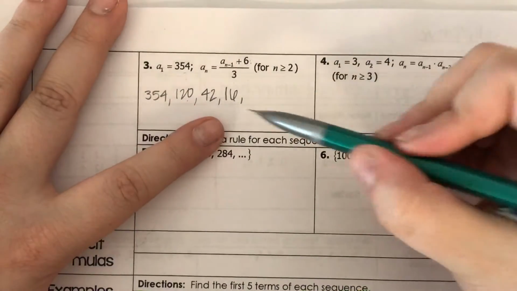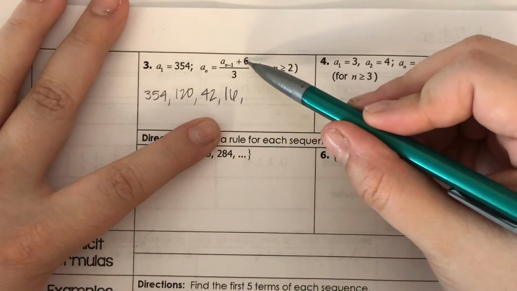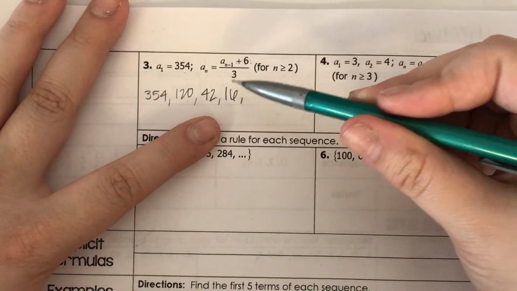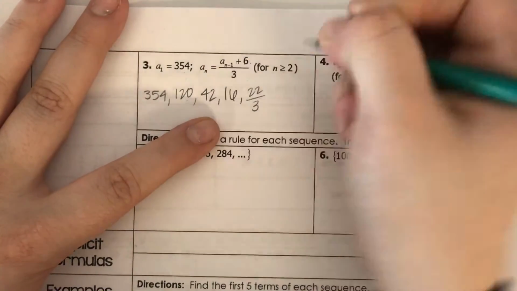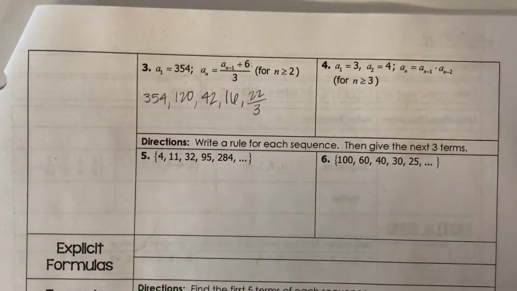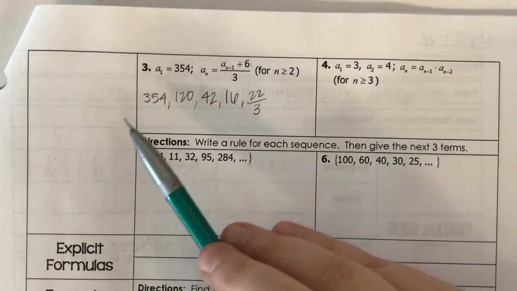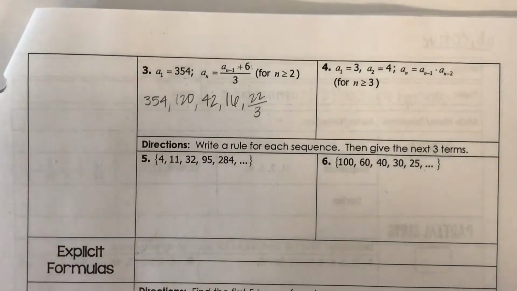Okay? And then finally, 16 plus 6 is 22. 22 divided by 3 is not a whole number, so we're just going to leave it as 22 divided by 3. Okay? Look, first 5 terms in the sequence. Okay, so not too bad.